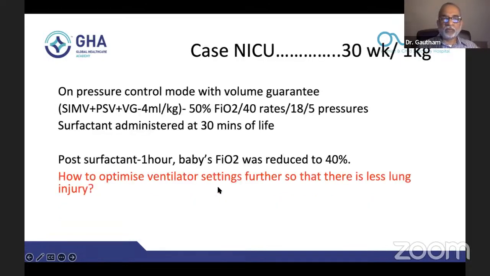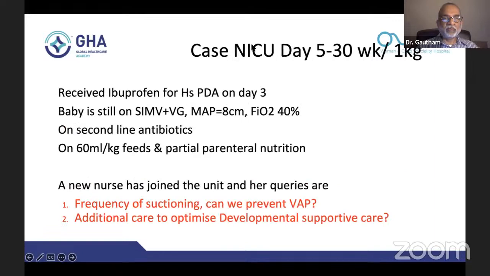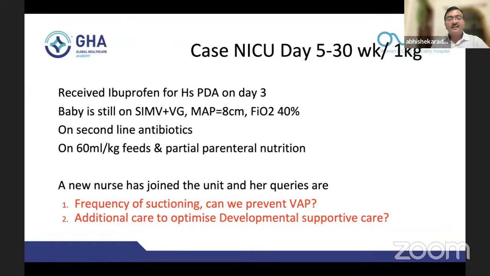Okay, let's keep going. So moving further, now the baby has moved to day 5. This baby required ibuprofen for hemodynamically significant PDA on day 3. The baby is still intubated. We didn't get a chance to extubate. The baby is on MAP of 8 centimeters, 40% oxygen requirement. The baby is on second line antibiotics because of sickness. The baby has reached 60 ml per kg of feeds through orogastric tube. The baby is on partial parenteral nutrition.